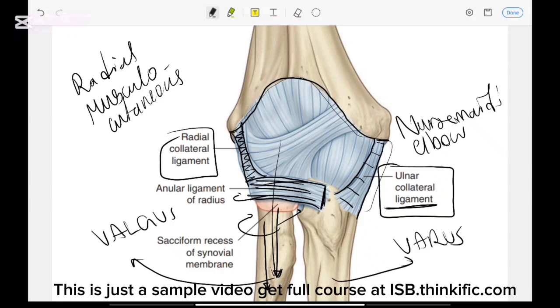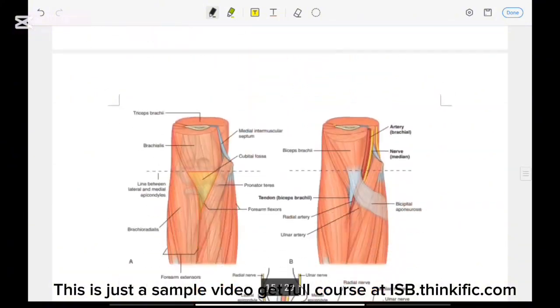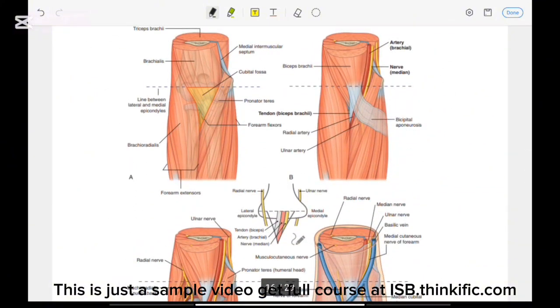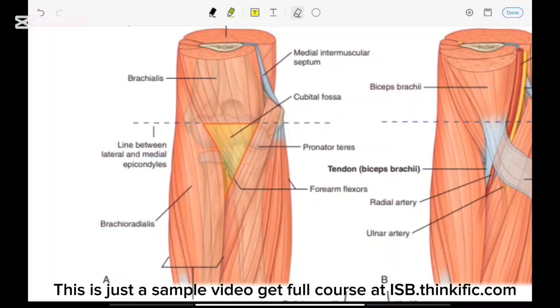Good. Let's now move to the cubital fossa. It is a very important region in the exam, the cubital fossa. Very important area of transition between the arm and forearm. It looks like an inverted triangle pointing downwards, and it is on the anterior aspect of the elbow joint. It is a triangular depression here formed by the surrounding muscles.